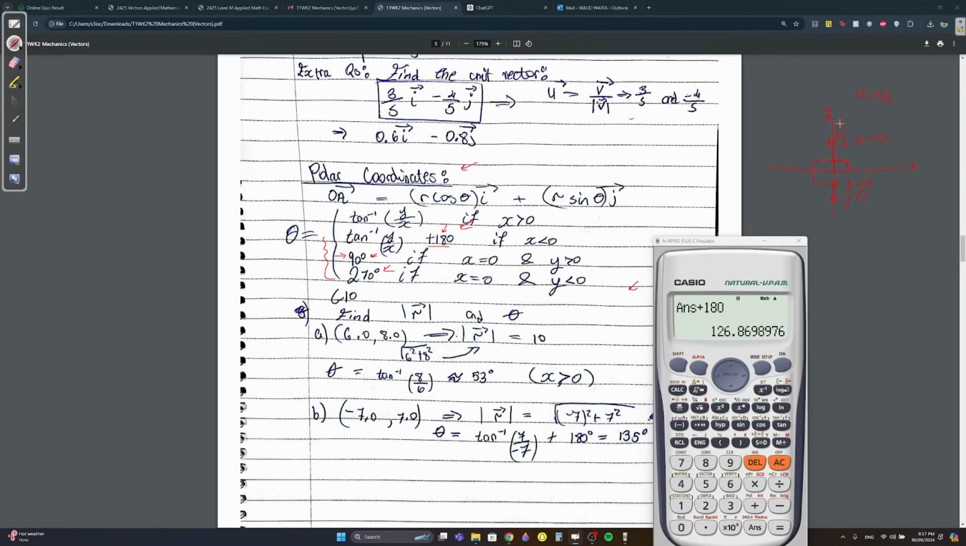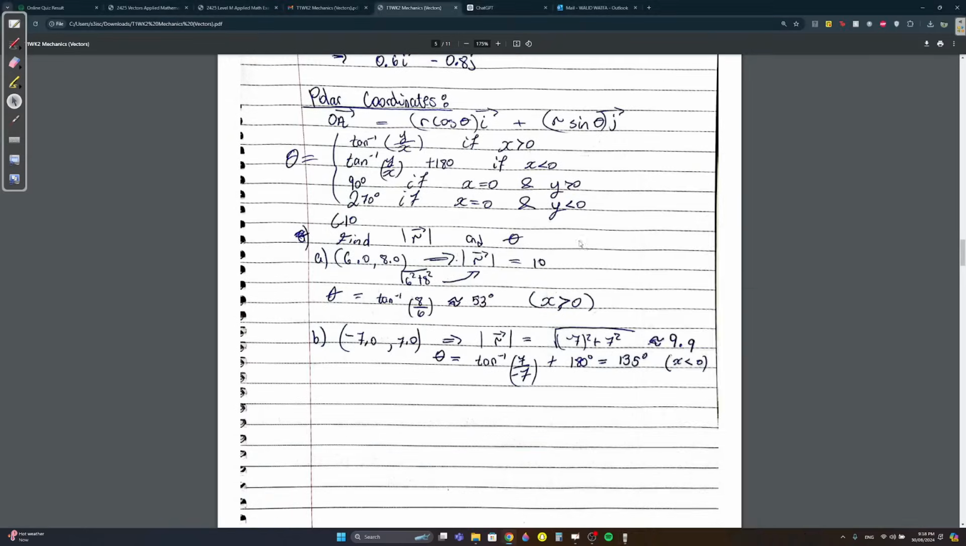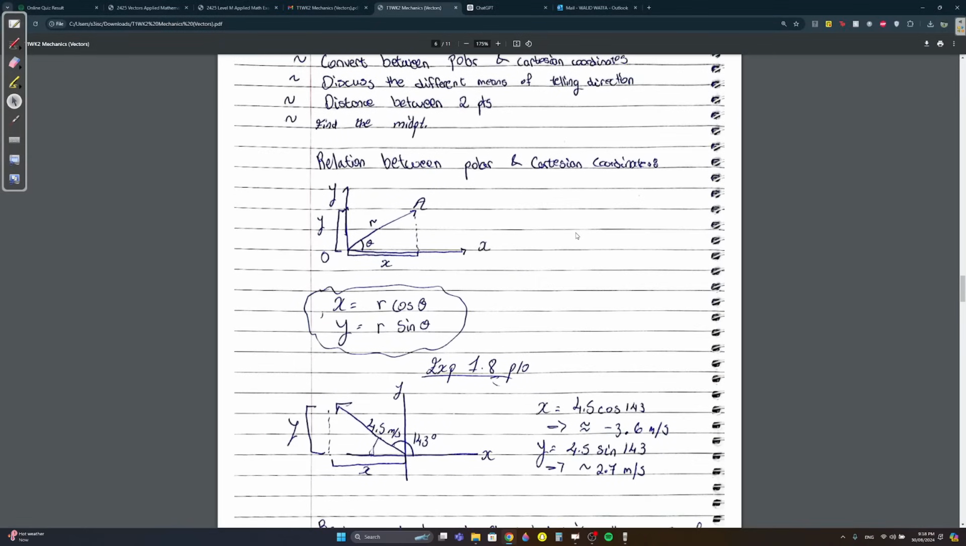Okay, what's different? Here, y is positive, right? Here, y is negative. So when y is positive and x equals 0, then theta equals 90 degrees. And then when x equals 0 and y is less than 0, y is negative, then theta equals 270 degrees. Okay, just quick notes. I don't want to take too long in the notes. 16 minutes. Okay, let me continue.